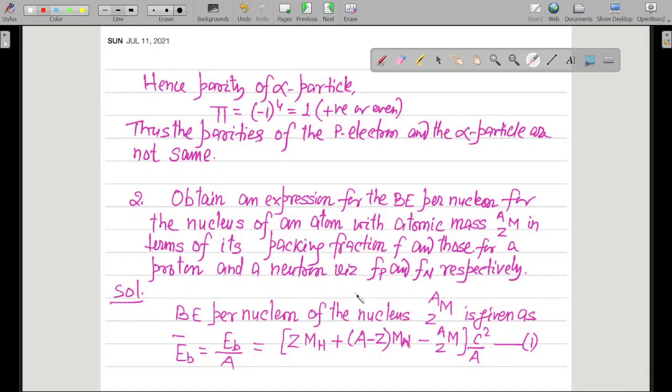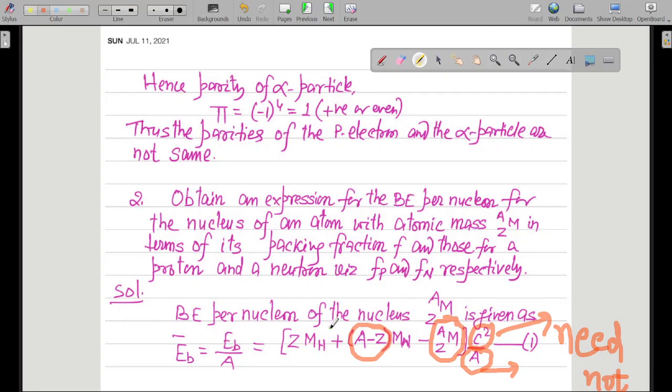Now if we look at this particular expression, then we will have to eliminate mH and mn over here. See, this particular quantity c square is a constant, so we need not eliminate this. We need not eliminate c because c is a constant. We need not eliminate A because A is given to us in the question. We need not eliminate this because it is given to us in the question. This also we need not eliminate.